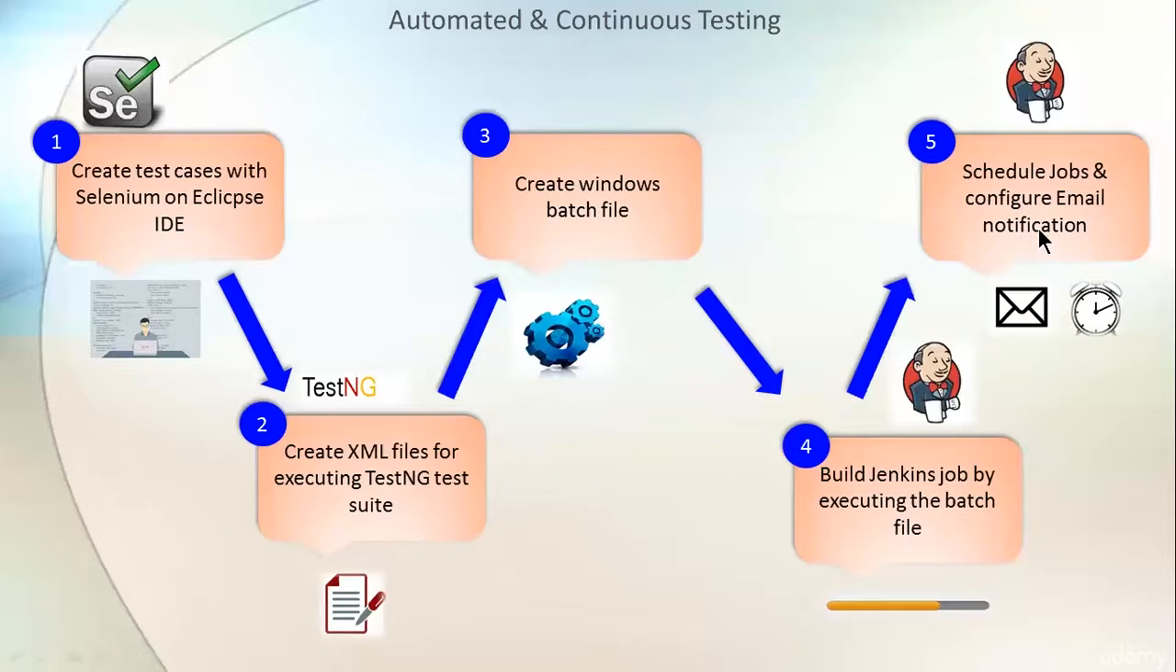We're going to explore all these features, and this 5-step process is very straightforward. First, we write the code. Second, we create an XML file using TestNG. We'll create a batch file or shell script, and after that we'll configure that batch file into Jenkins, and Jenkins takes care of our execution and scheduling. So we can easily achieve automated and continuous testing with the help of Selenium, TestNG, and Jenkins. Thank you.